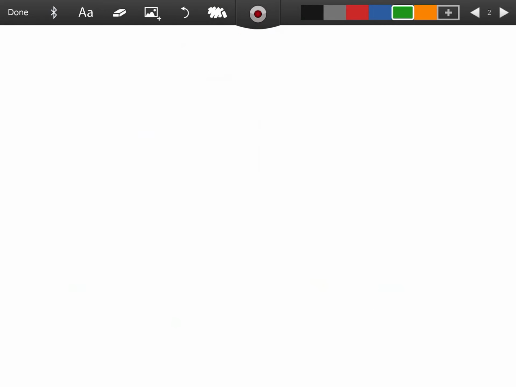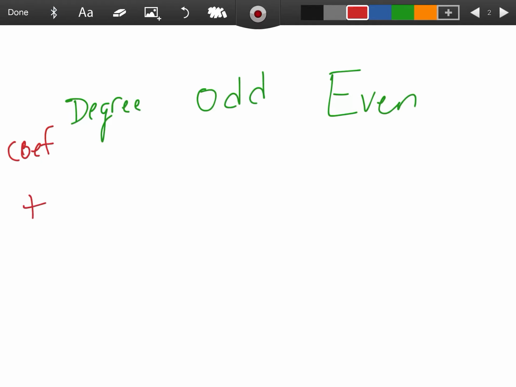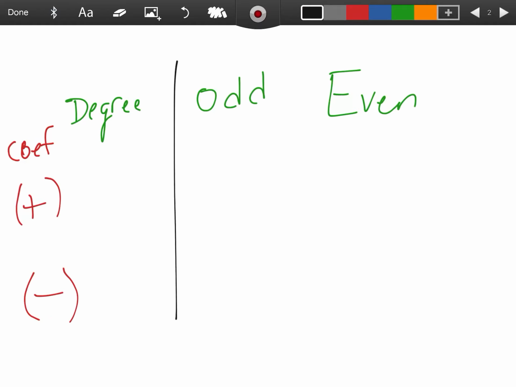So let's make a quick chart. Up top, let's use our degree, which again just refers to the highest power, so if the degree is odd or even. And then the leading coefficient, the coefficient of the term with the highest power, which I'll just call coefficient, if that is positive or if that is negative. And we're going to fill out this chart right here.